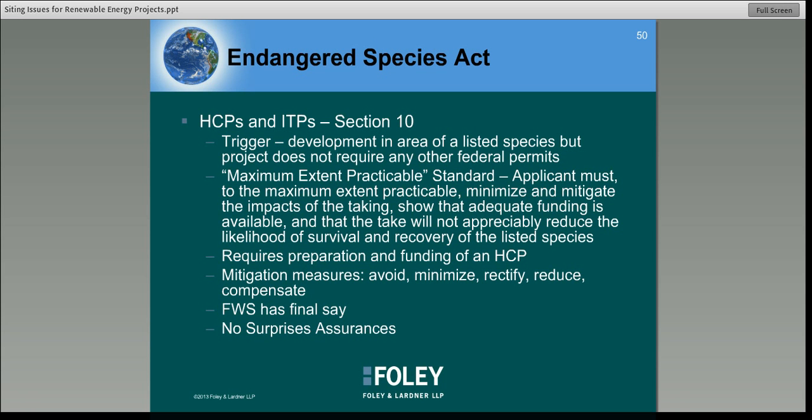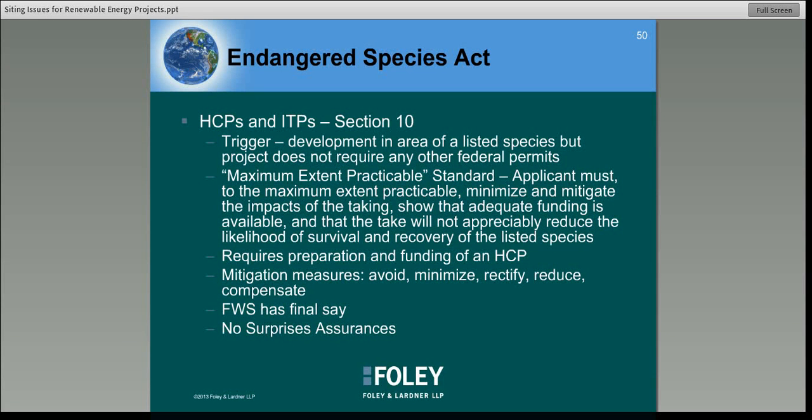So the alternative to Section 7 consultation is Section 10 consultation. And the trigger here is the development in an area of listed species, but the project does not require any other federal permits. So there's no federal agency to consult on behalf of the project proponent. It's just the project proponent going to the Fish and Wildlife Service to seek this.